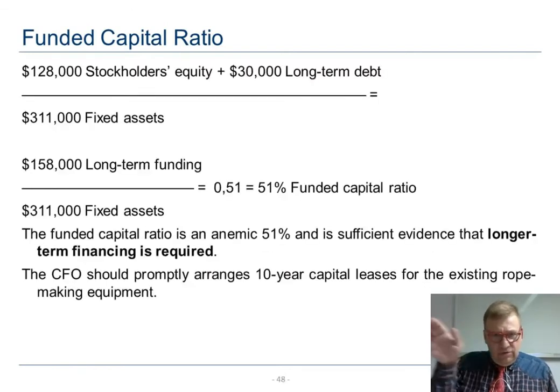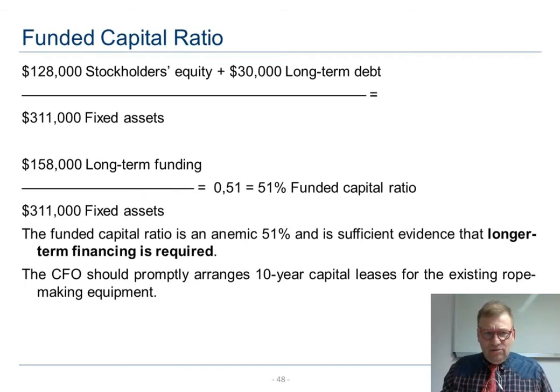We do this calculation and we find that this long-term funding funds only 51% of fixed assets. So inevitably, there is long-term financing required for the company. Inevitably. So, as in this example, quite sophisticated, the CFO promptly arranges 10-year capital leases for the existing company.